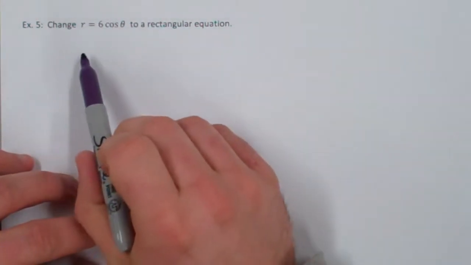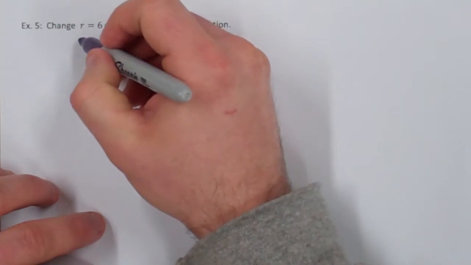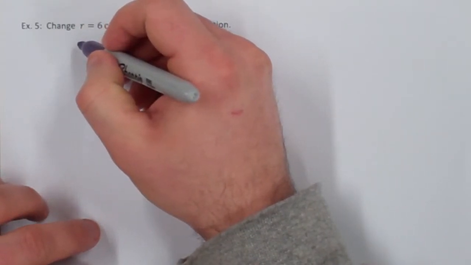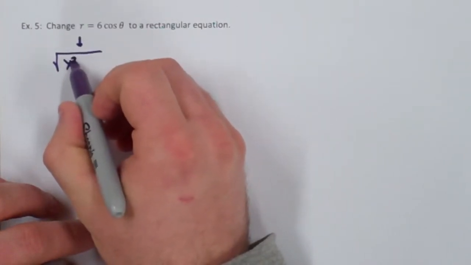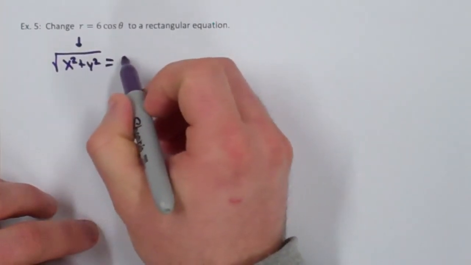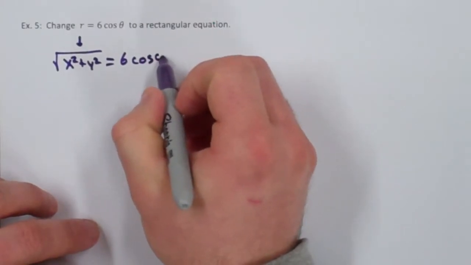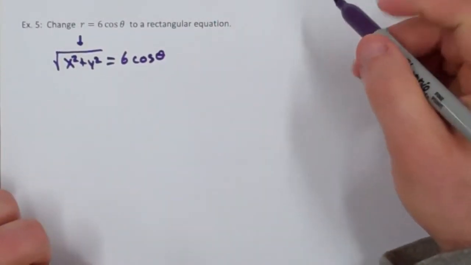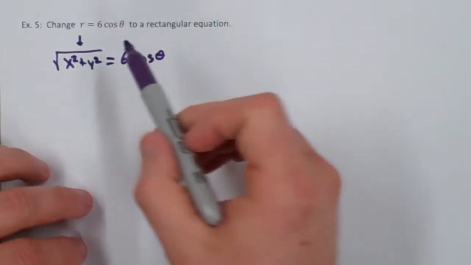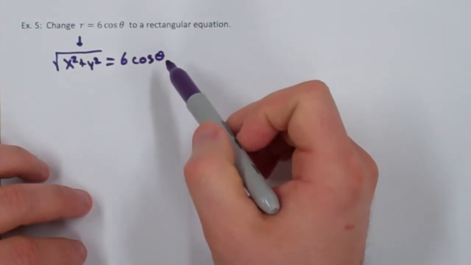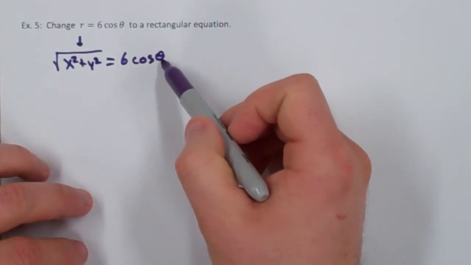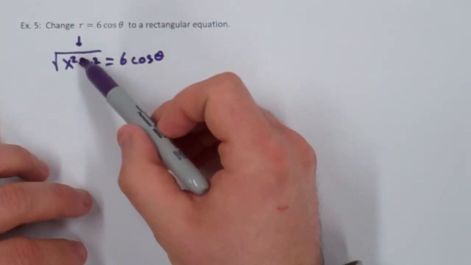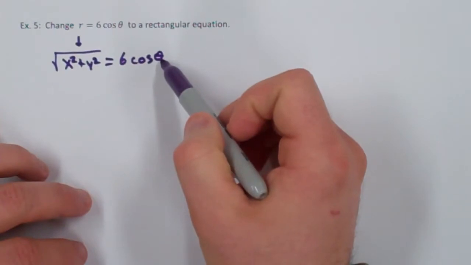So r is equal to 6 cosine theta. Some students right away would take this r out and then try to change that out for the square root of x squared plus y squared, and that's equal to 6 cosine theta. The problem with this method, even if we square each side, is that we haven't changed out this theta here. So we've done a nice job getting rid of the r, but the theta is still there.